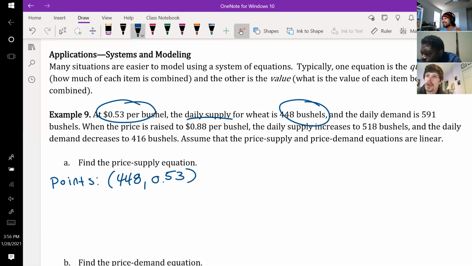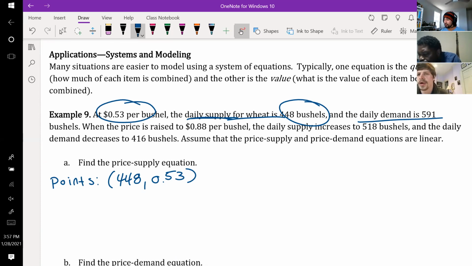Because remember, once again, the amount, bushels, represents X. X is always the amount of an item. The 53 cents is Y. Y represents price. How do we know it's not daily demand? Because what number is associated with demand? Daily demand is 591. So essentially for this problem, the words match up with the numbers. So daily supply for wheat is 448 and daily demand is 591.